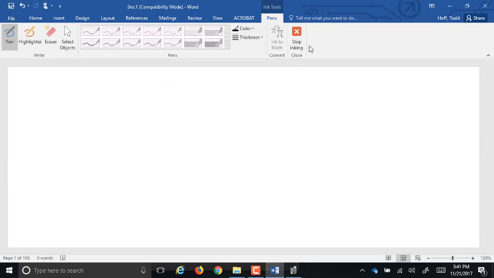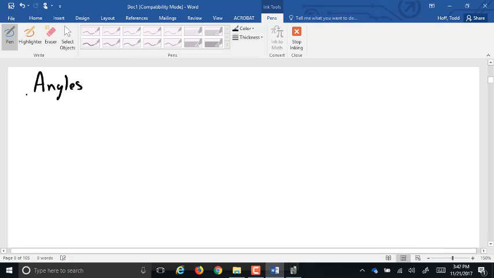Well, today we're going to take a look at a couple of new things. The biggest thing we're going to start looking at is angles. So to work with angles, we need some very, very basics of geometry.